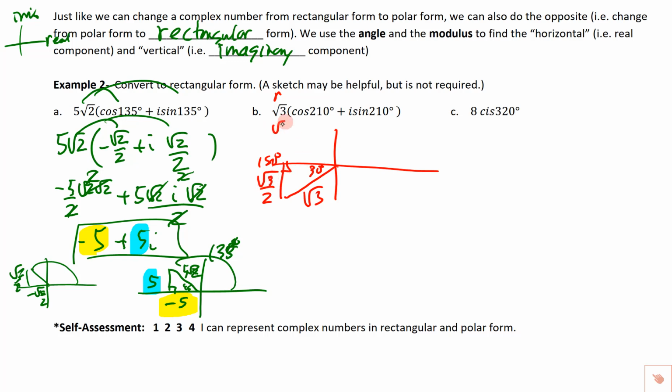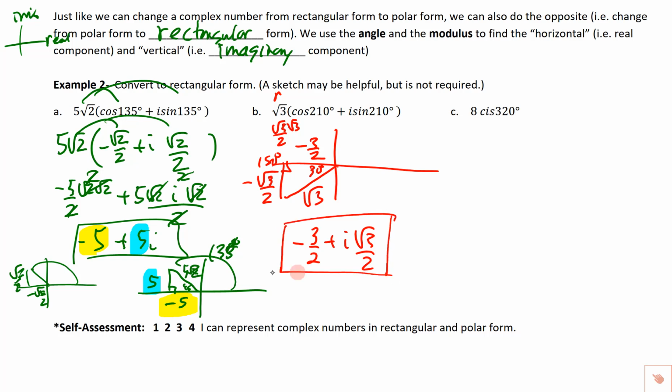So if I have radical 3 over 2 times radical 3, that's going to be 3 over 2. Now, again, keep in mind where we are. So this needs to be negative radical 3, so we go back. So our real part's going to be negative radical 3, and we go down here. So in rectangular form, this is going to be negative 3 over 2 plus i radical 3 over 2.